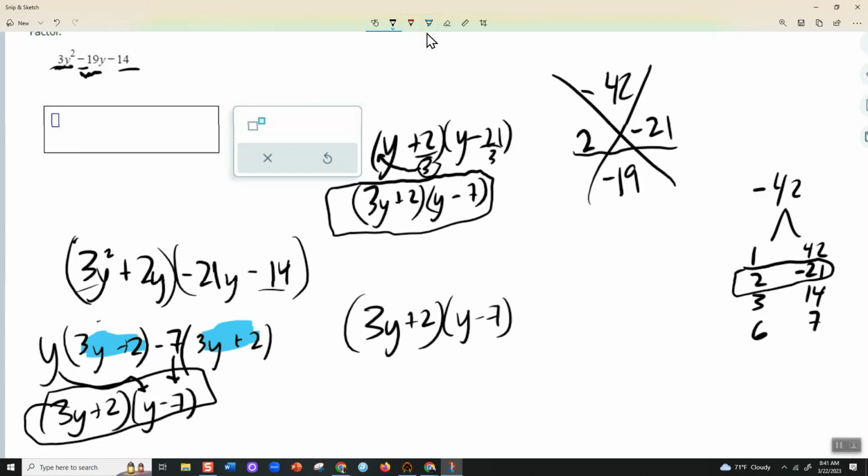You can also do it a third way, which is just guessing and checking. That takes really good number sense though, so I don't really move towards that unless somebody's really good with their number sense.